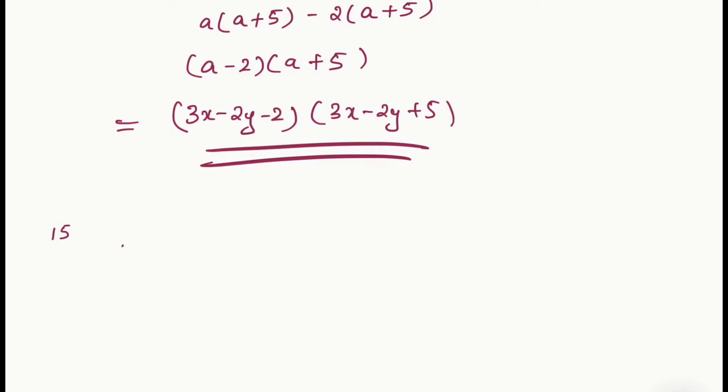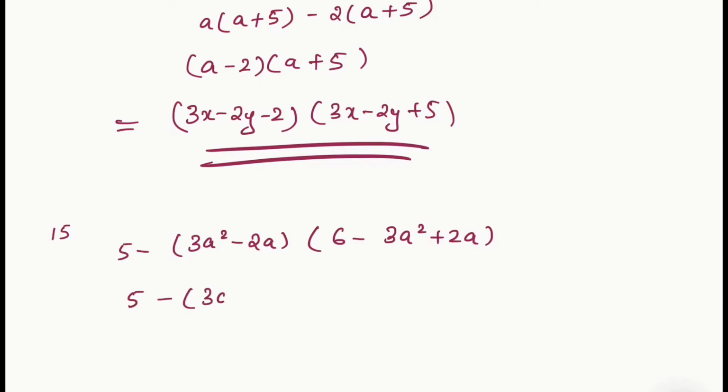Okay, so 5 minus 3a square minus 2a into 6 minus 3a square plus 2a. Again, here we can find 3a square minus and plus, correct? So can I write them like this: 5 minus 3a square minus 2a into 6 minus of 3a square minus 2a? I can put them in the bracket, right?